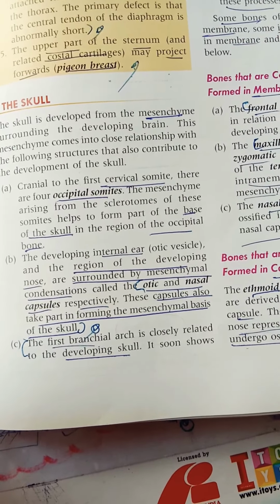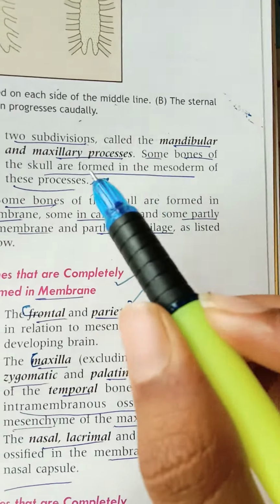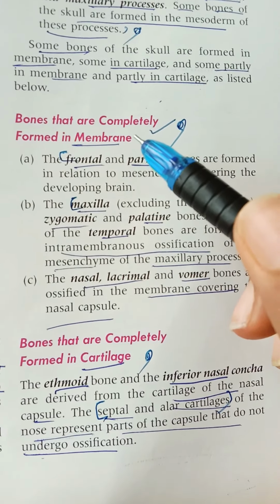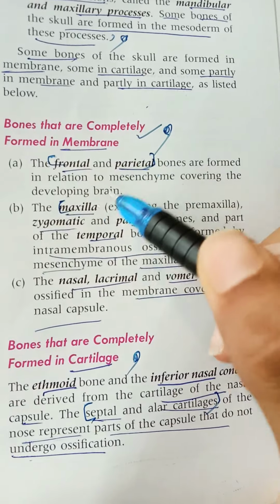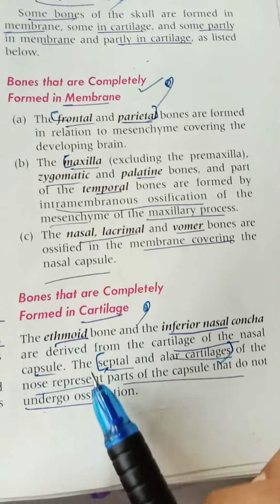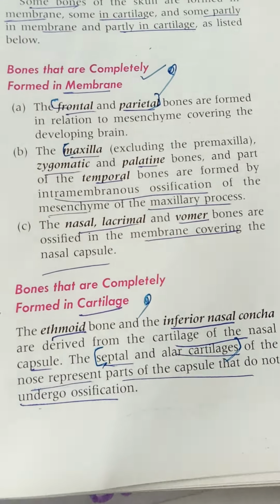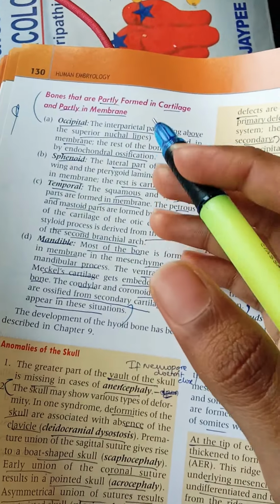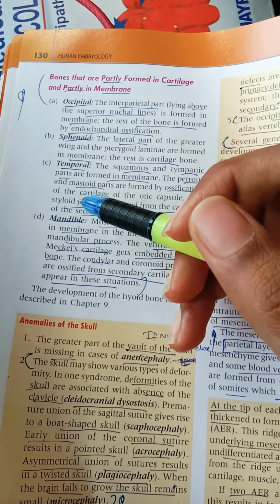And in the skull, we know that the otic and nasal capsules are also involved in forming part of the mesenchymal basis of the skull. And the first branchial arch is closely related to the developing skull. Yes, we have seen that, the mandibular and maxillary processes, right? And the bones completely formed in membrane are the frontal bone, parietal bone, maxilla, zygomatic, palatal, and temporal, nasal, lacrimal, and vomer. And the bones completely formed in cartilage are the ethmoid, inferior nasal concha, septal, and alar cartilage also. And bones partly formed in cartilage and partly in membrane are the occipital, sphenoid, temporal, and mandible.